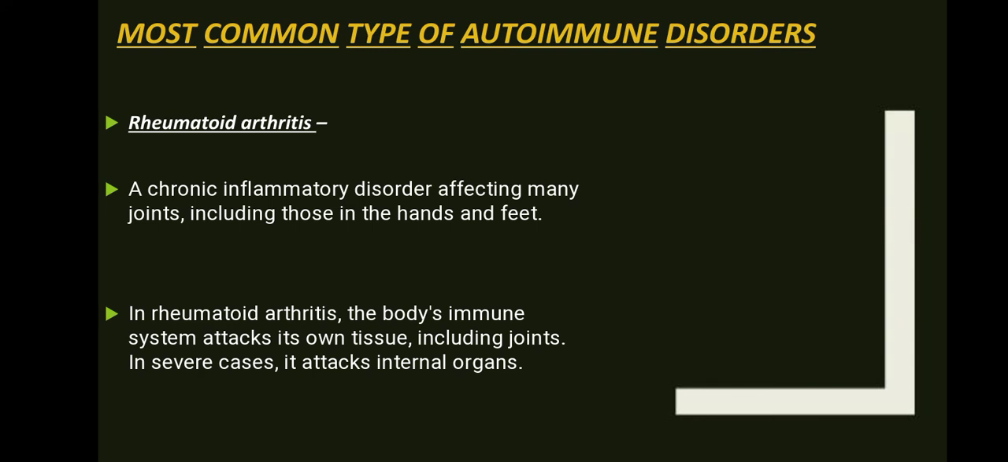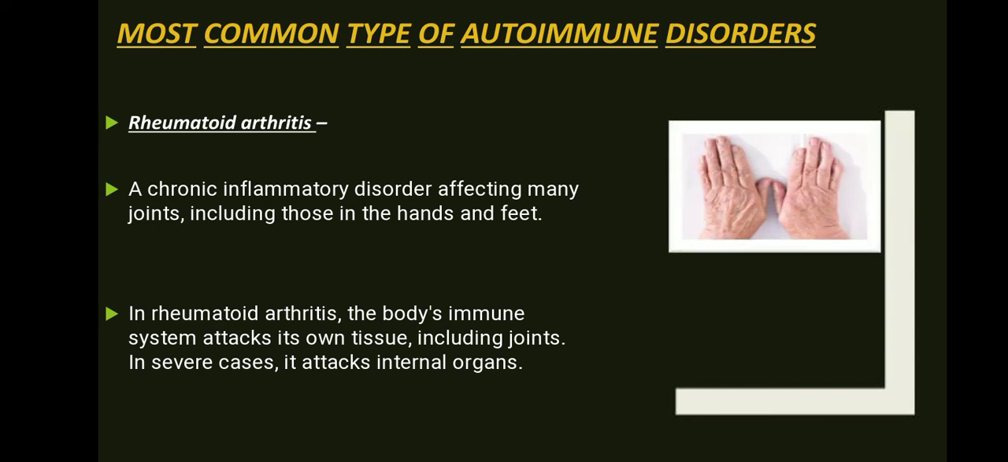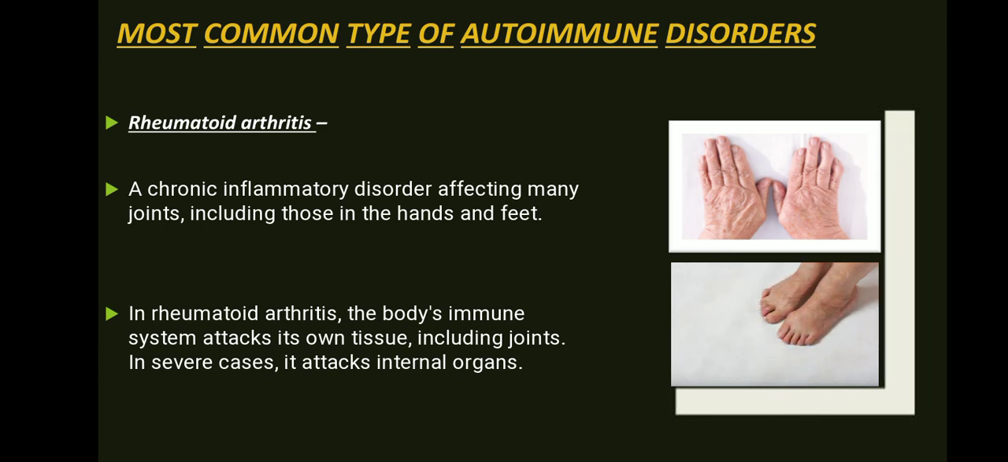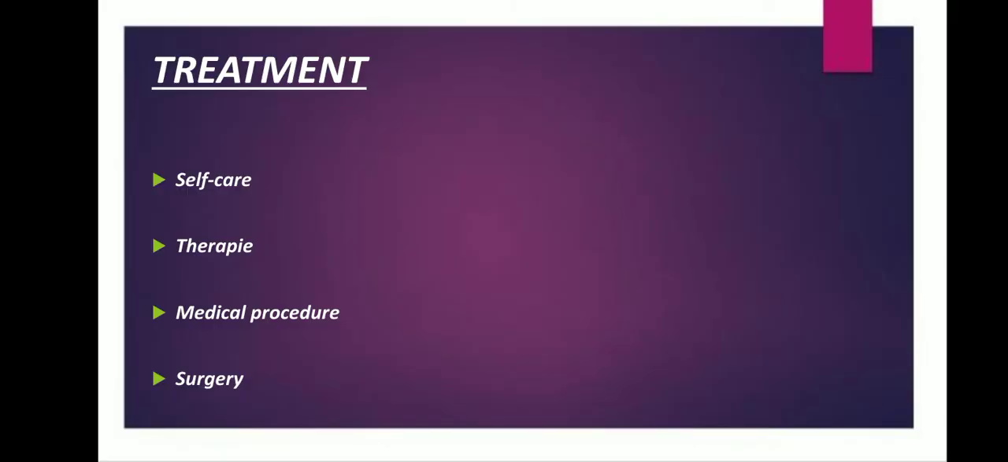In this, the body's immune system attacks its own tissues and internal organs, including the joints. Joints including feet and hands are affected, lumps or redness in the skin is present, and bumps on the fingers or swelling are also common. There are some treatments that control it, such as therapy and some medical procedures, and surgery can be done if necessary. Always take the right advice from your doctor.